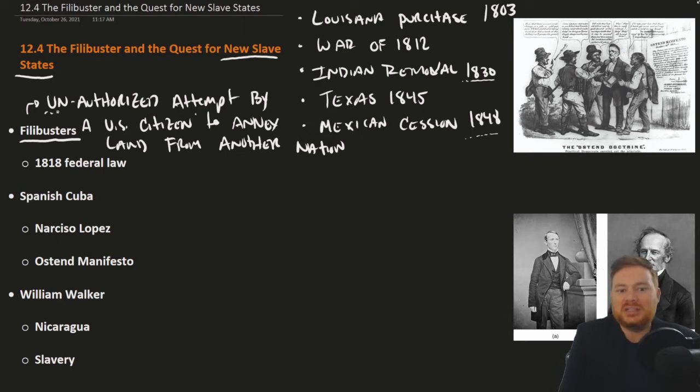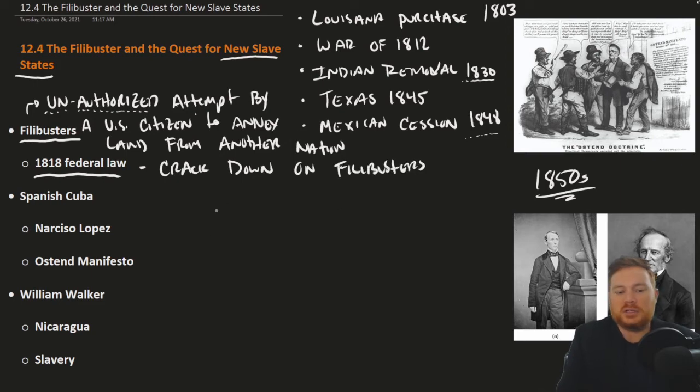Again, these are not individuals who are authorized by the U.S. government to do so, although they do find support and opposition within the United States, namely in this period as we start to get closer and closer to the 1850s. It's mostly Southerners that are cheering for them to go out and seek new territory, and Northerners who are not. In 1818, the United States made it a federal law to do this, right? So this was sort of a crackdown on filibusters.